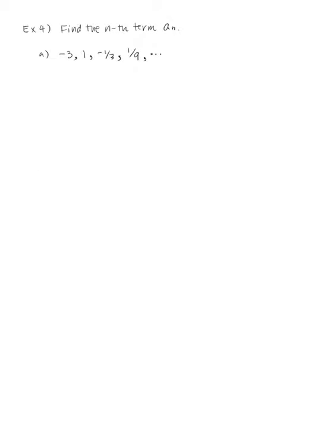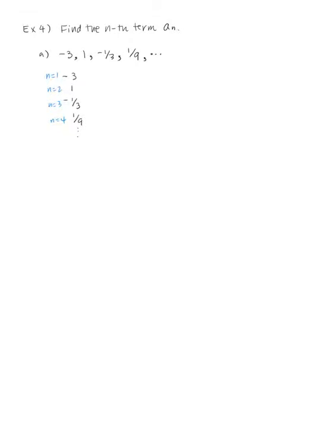Example 4, find the nth term a sub n. Alright, so the sequence is given by -3, 1, -1/3, 1 over 9, and so forth. So first, we need to try to come up with the pattern. And the first term is -3, so we better start out with -3 times something. And it looks like we must involve the multiples of 1/3. So let's keep that in mind and let's rewrite this. I'm going to write it as -3, 1, -1/3, 1 over 9. So this is n equals 1, 2, 3, and 4.